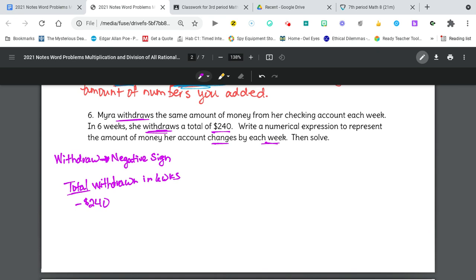Now it says write a numerical expression to represent the money in her checking account changes by each week. So I want to go from in 6 weeks to each week. In 6 weeks was my total change. And each week will just represent like a small change from week to week. Okay?